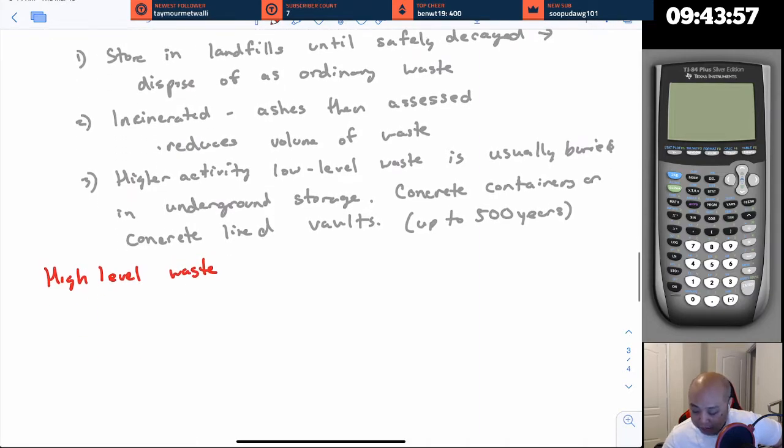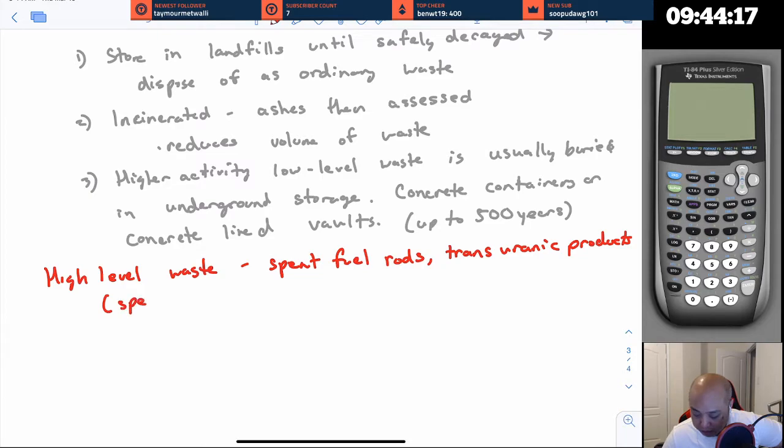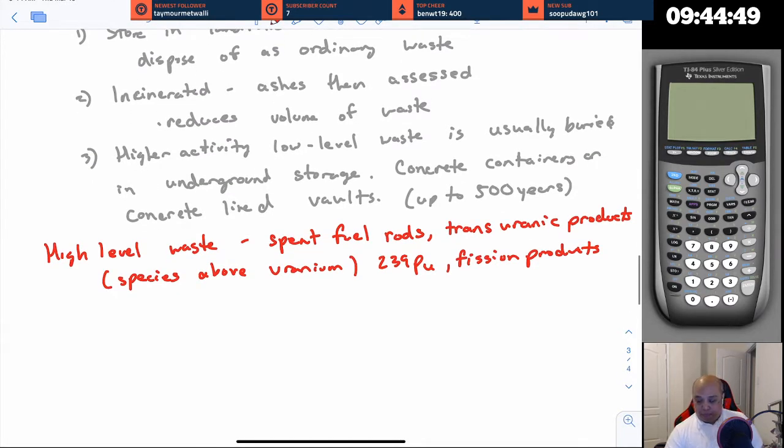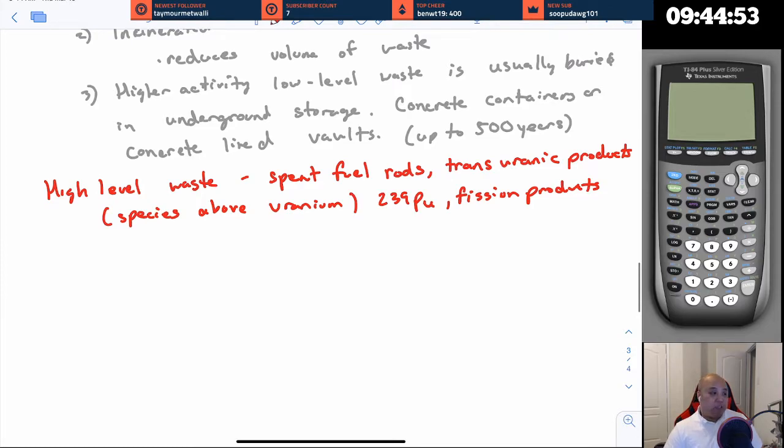Okay. High-level waste, essentially the spent fuel rods, any transuranic products, which are like species above uranium. So things like plutonium-239, and other fission products. That's our high level waste. So this stuff is the actual stuff that really emits a lot of radiation, and it is fairly dangerous. And so they have to come up with specialized ways to dispose of that.